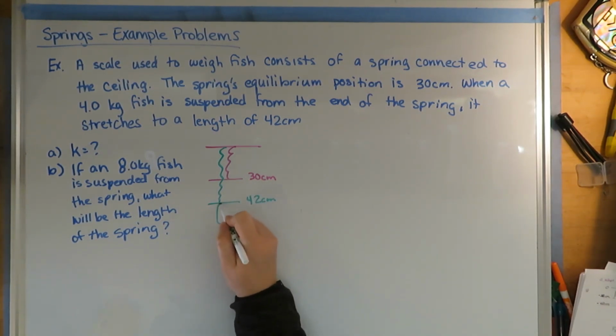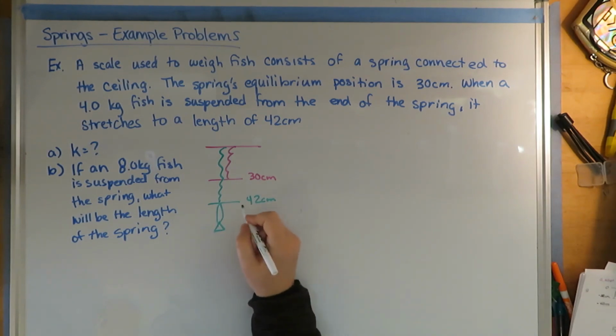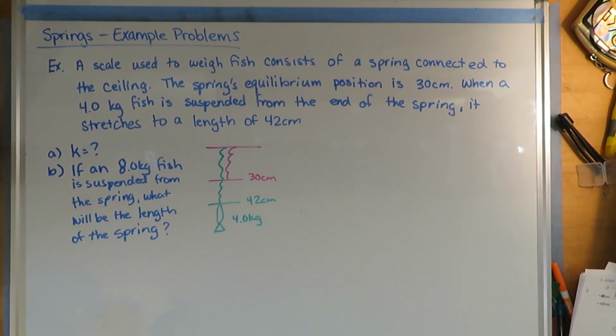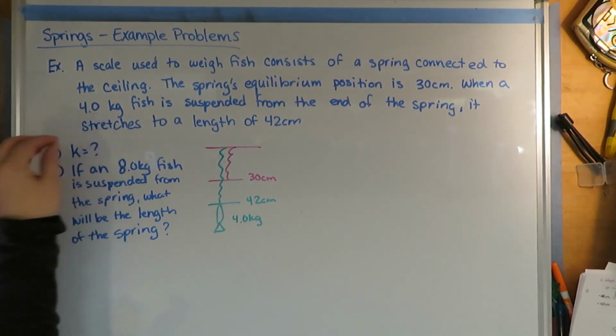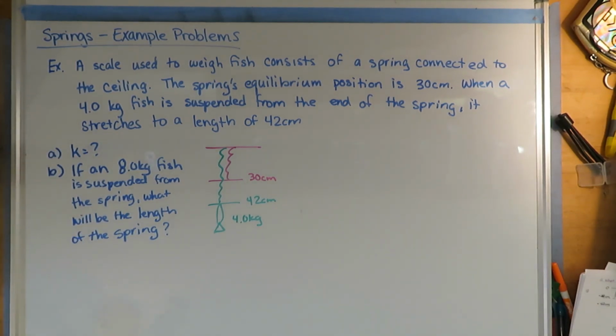And that's when we have a 4.0 kilogram fish on it, okay? And then if we look at the questions, it wants us to find the spring constant K. And then it says if an 8 kilogram fish is suspended from it, what will be the length of the spring? So the first thing to recognize is if this was an actual AP problem, they would most likely not ask you question A, unless it was in the free response. If it's a multiple choice question, they will not ask that. But you cannot answer this question without it.